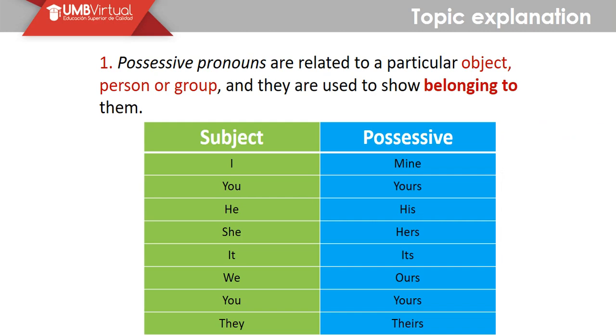Possessive pronouns are related to a particular object, person, or group, and they are used to show belonging to them.